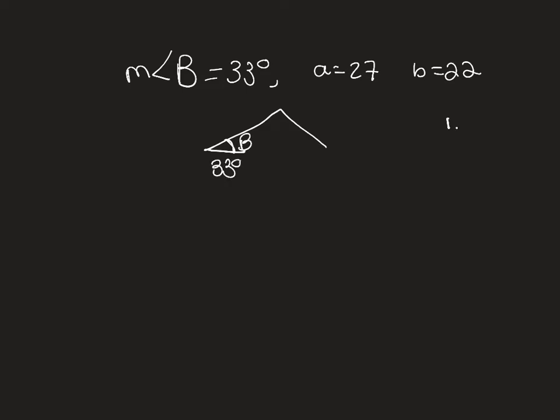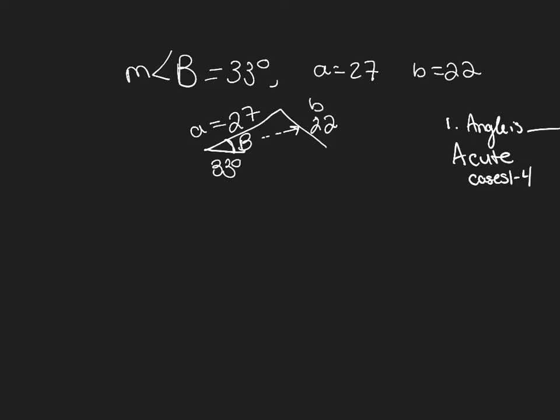So question 1. Angle is blank. This angle is acute. So that means we're down to cases 1 through 4. And now, if that's angle B, across from angle B is side B. So this is 22. And then that means this is A over here, it's 27. This is A, this is B.